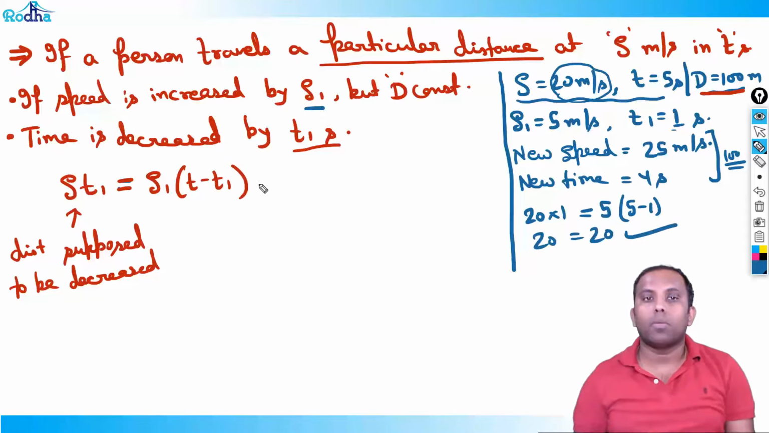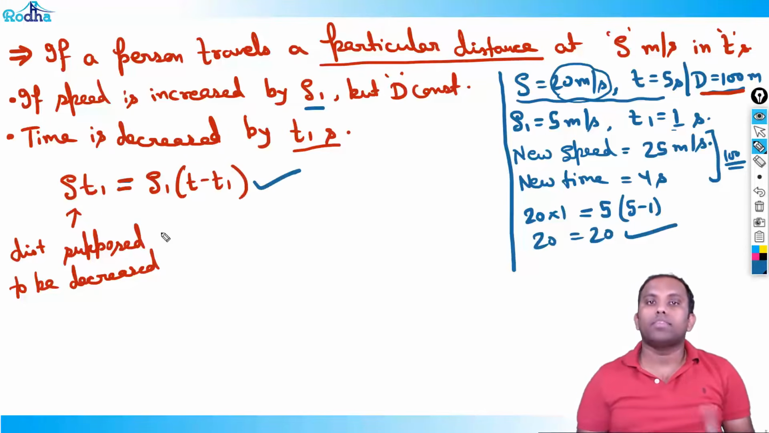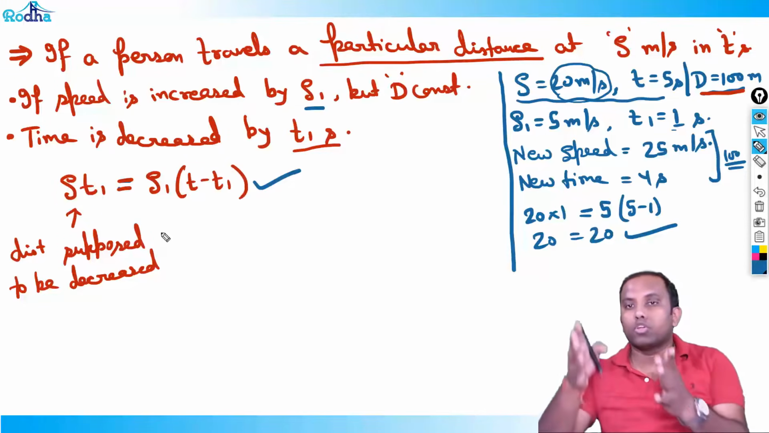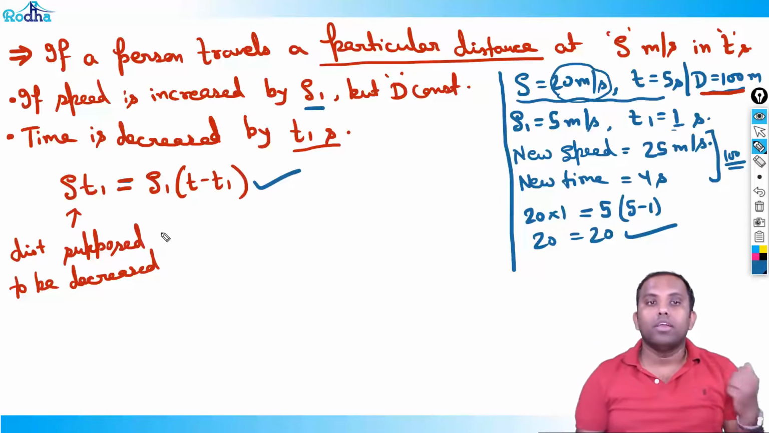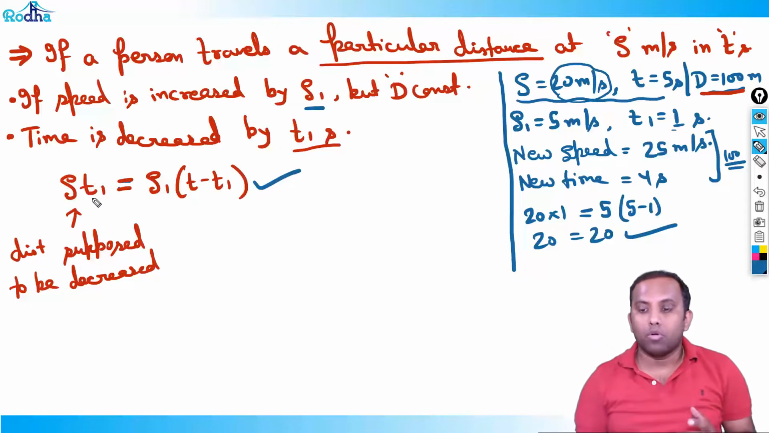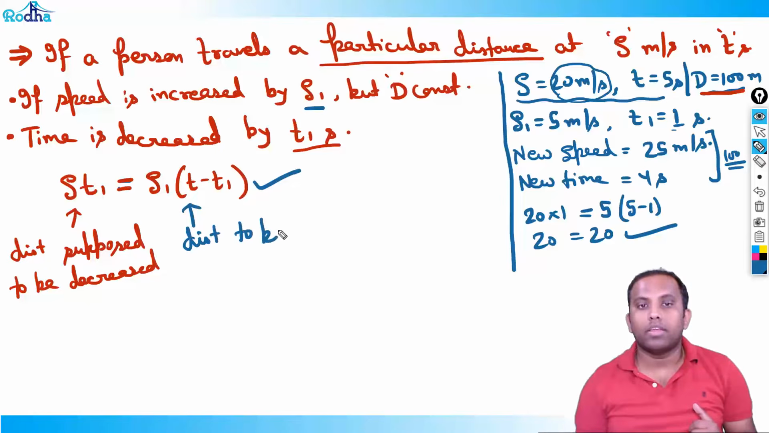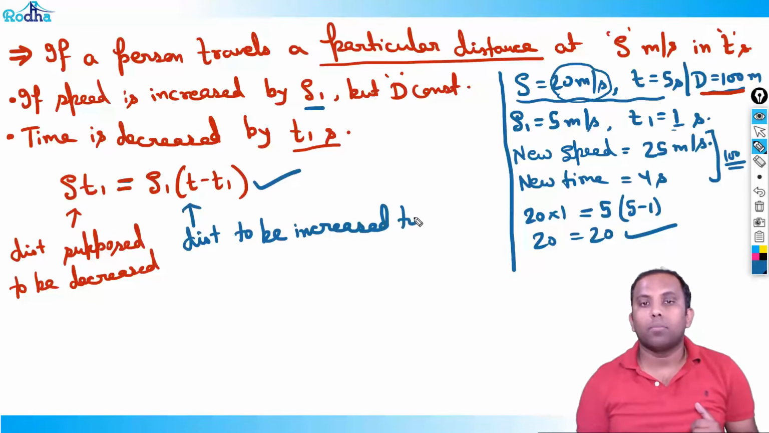So this formula is correct, right? What I explained is correct. That's what I wanted to show by taking numbers. So understand this concept here. The distance supposed to be decreased, and this is the distance to be increased to compensate for it.